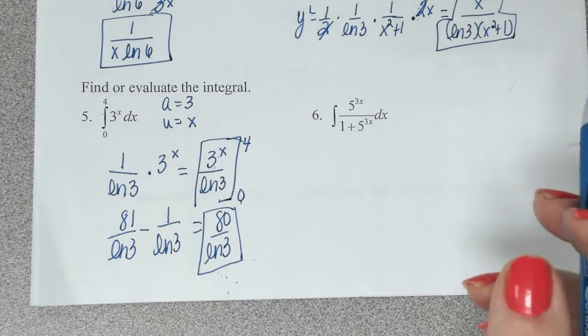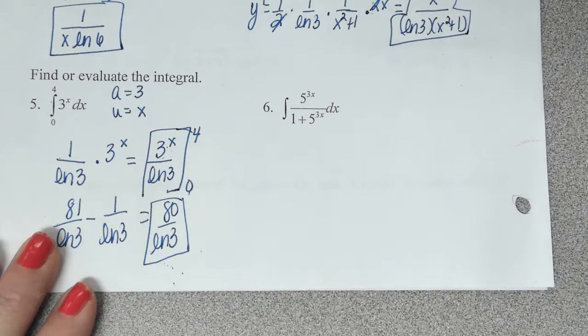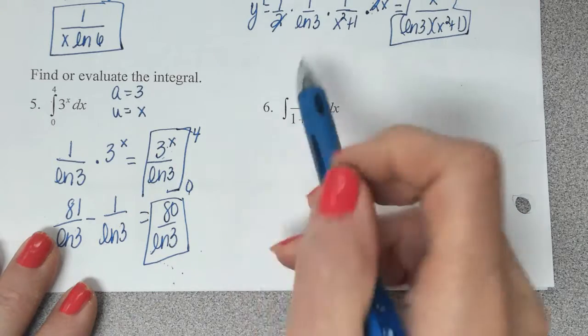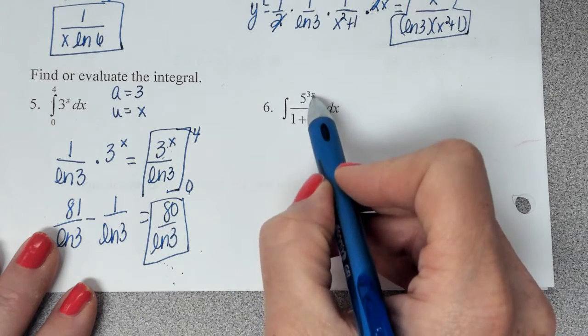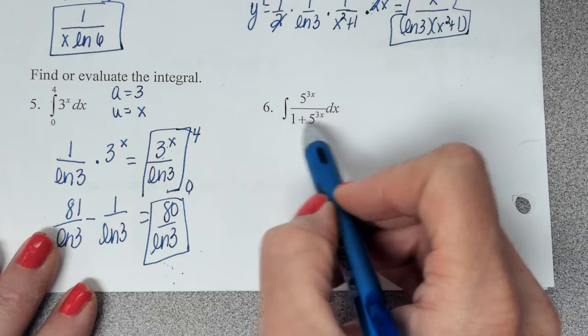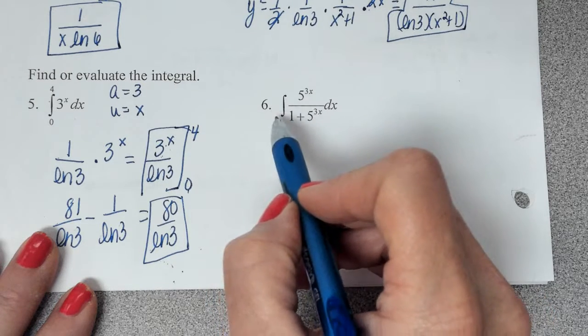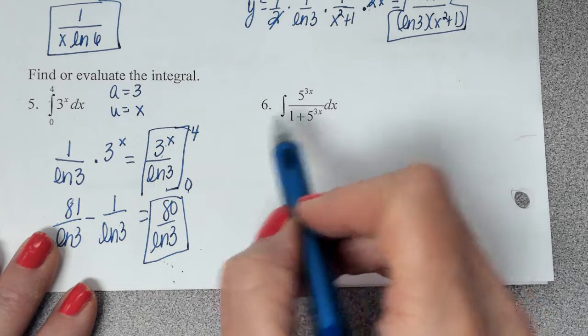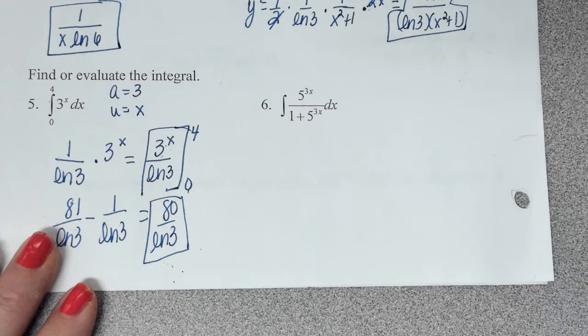All right, number 6. This one's pretty tough. Usually when we have a problem like this, we let u equal the exponent. But if you think ahead, letting u equal the exponent is not going to get rid of anything else in the problem. If we're integrating, there's no quotient rule. There's no product rule. So when we're integrating, we have to get rid of all quotients and products. Can anybody think of what a good thing might be to let u equal?